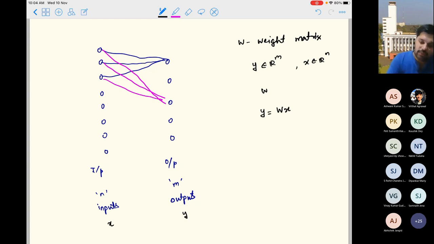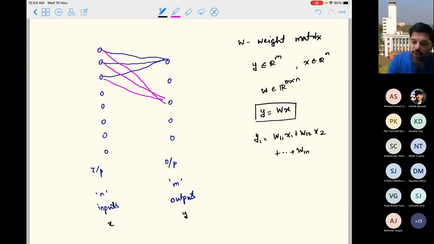So what is the size of the weight matrix here? In this particular case, the size of the weight matrix is R m cross n, right? You can see this weight matrix is taking an input of size n and transforming it into an output of size m. This is how you get the outputs. So Y1, for example, is equal to W11 X1 plus W12 X2 and so on, plus W1n Xn.